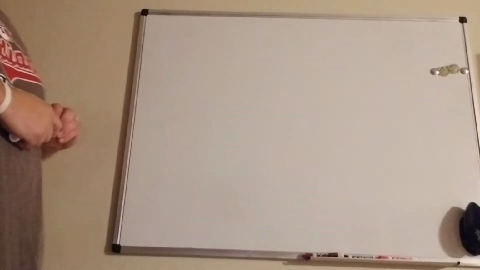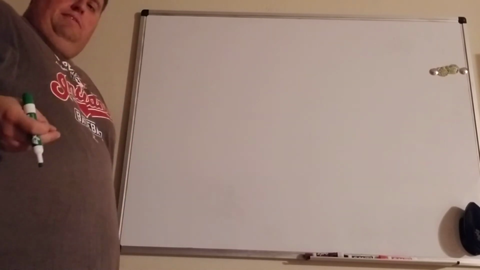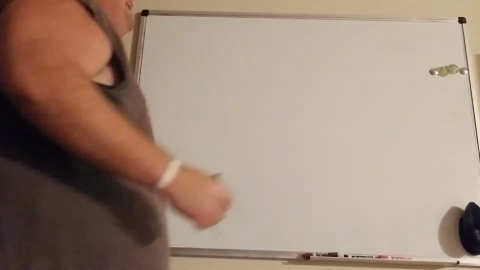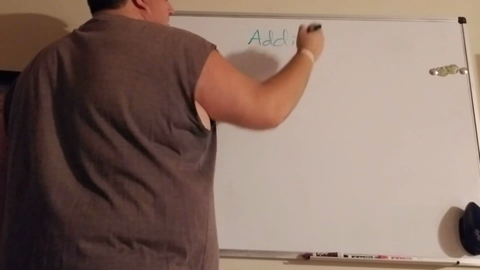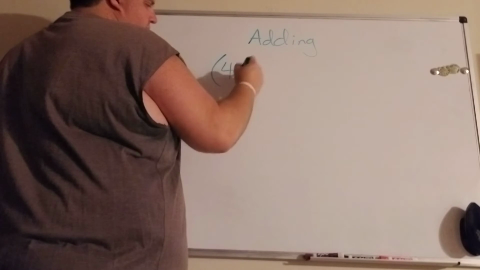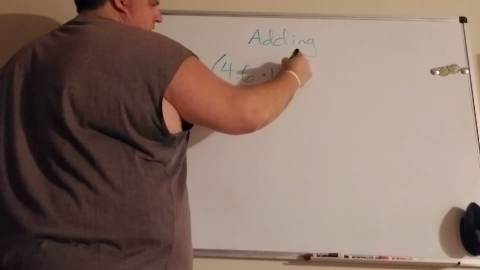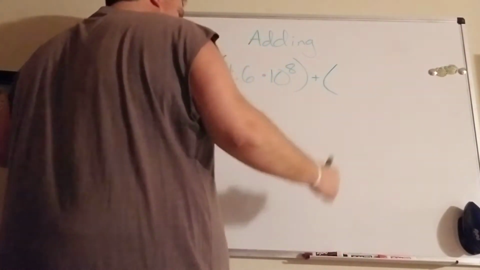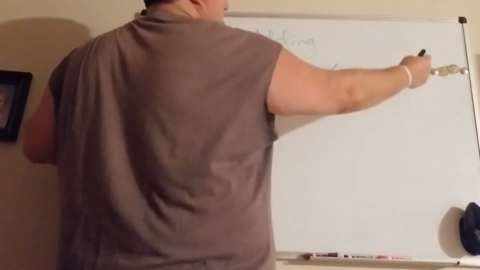So we need to talk about adding and subtracting. Yesterday we did multiply and divide in scientific notation. Today we're going to add and subtract it. It's a little bit harder. So let's talk about adding. Let's say we have 4.6 times 10 to the 8th, and I'm going to add 3.77 times 10 to the 7th.